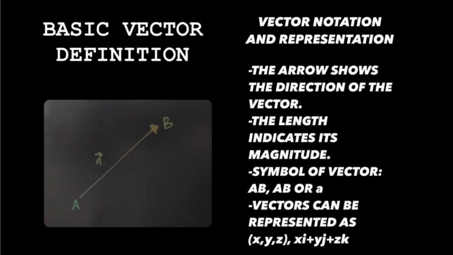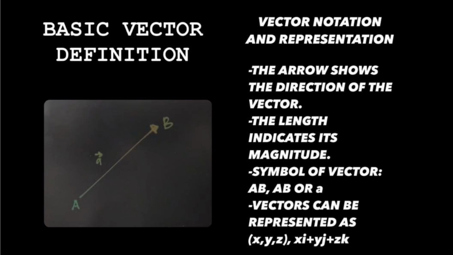Now I would like to talk about the basic vector definition. As you can see on the diagram, there is an arrow from point A to point B, and the arrow shows the direction of the vector. The length indicates its magnitude. So the length from point A to point B is the magnitude.